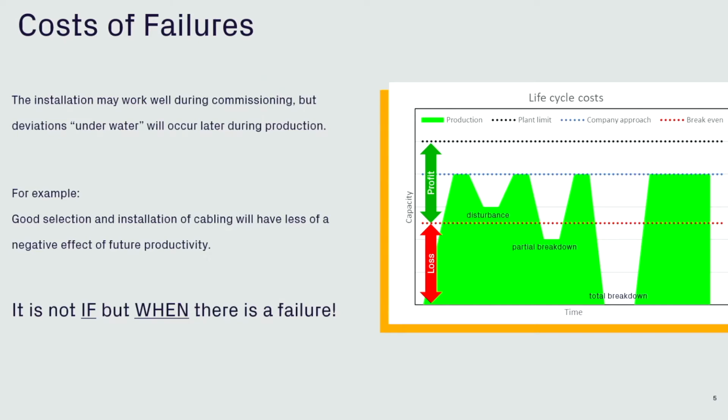If we go a bit further, then we have the partial breakdown, and then the production stops for a small moment, and then you're falling behind on your production, behind your capacity, so that will cost money. And at the end you have the total breakdown, so the maintenance personnel has to go into the field and fix the failure, and all this time you don't have any production, and that will cost more and more money. Wow. So I see on here that basically it's not a matter of if, but when there is a failure.